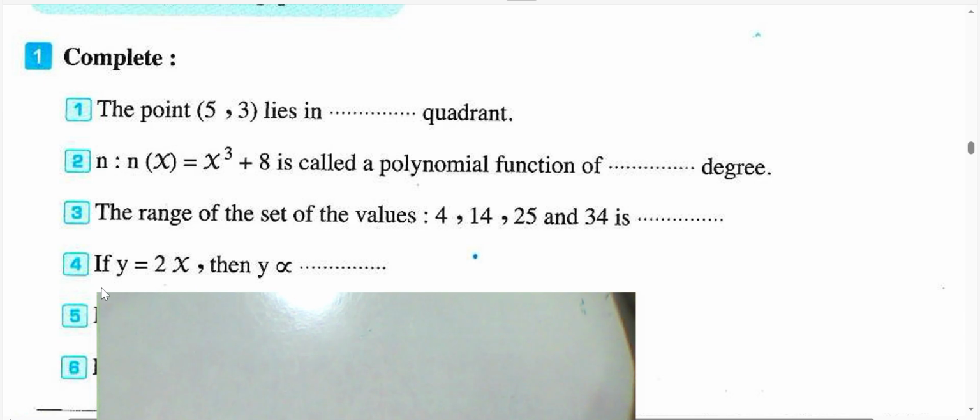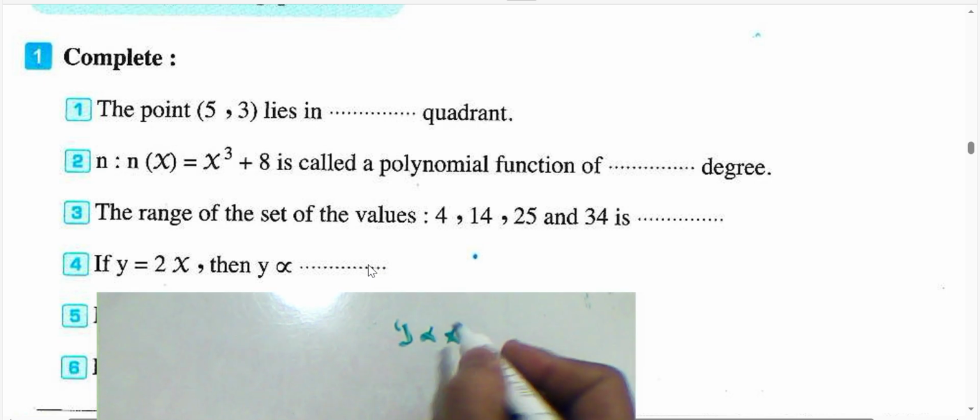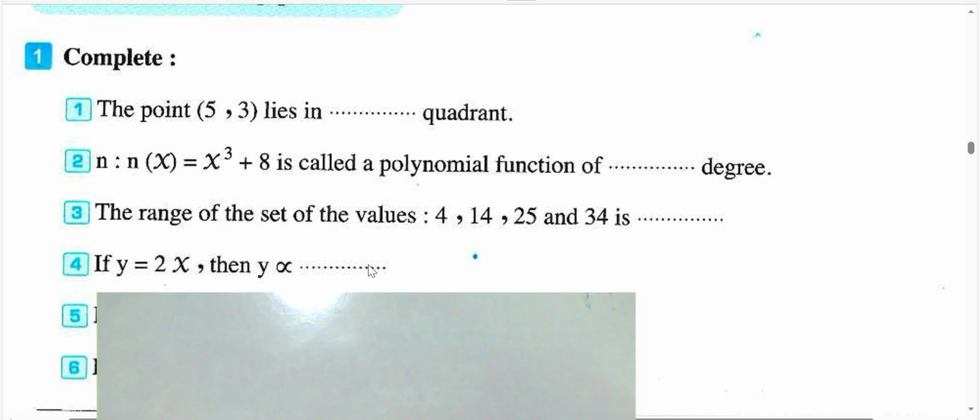We have a relation between y and x; it will be a direct relation. y has a direct relation with x. Okay, direct relation with x. Next question.